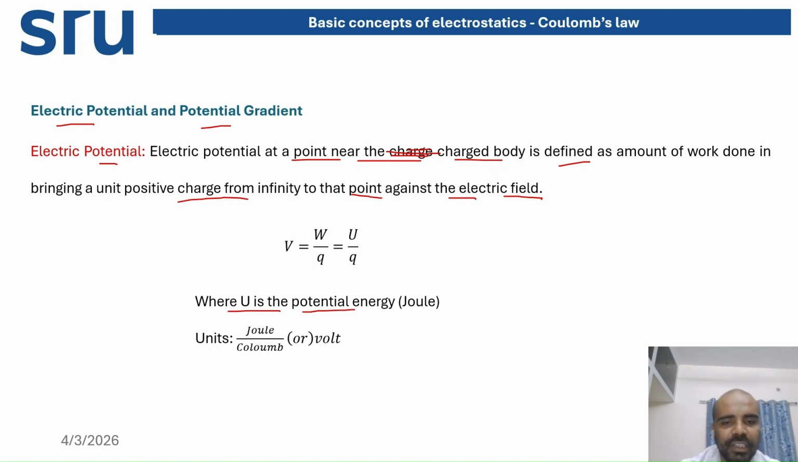Where U is the potential energy, which is in joule. So what is the unit of electric potential? That is joule per coulomb, right? Or it is called volt. So the unit of electrical potential is volt, right? And what is the definition? That is the amount of work done in bringing a unit positive charge from infinity to a particular point against the electric field, right? So this is the definition of electric potential, and volt is the unit of electric potential. So now move to the next slide.